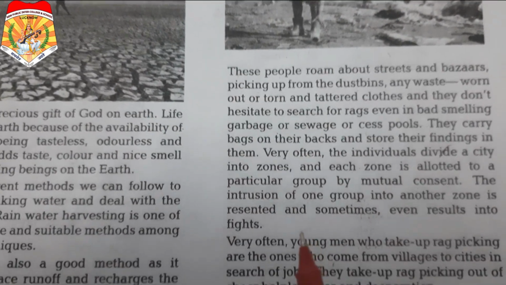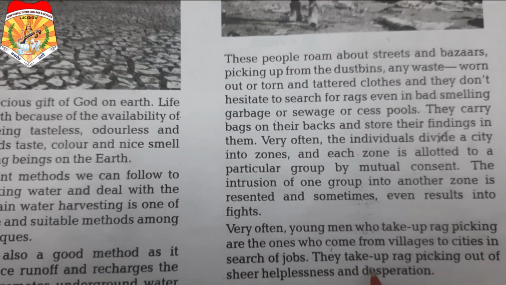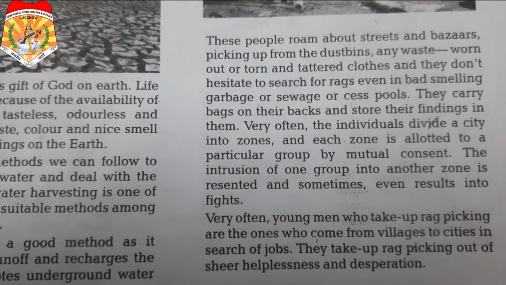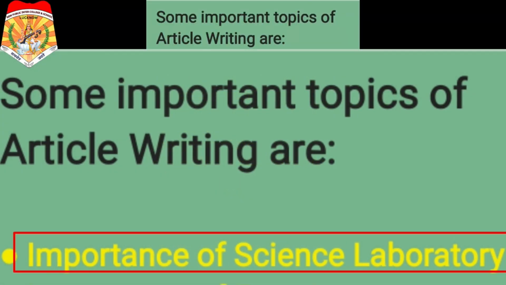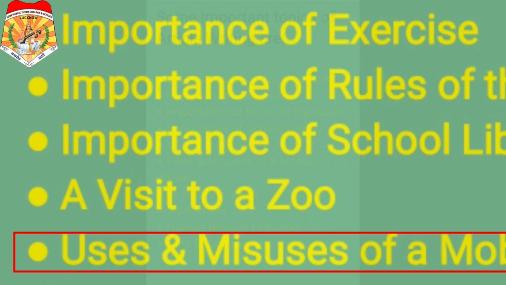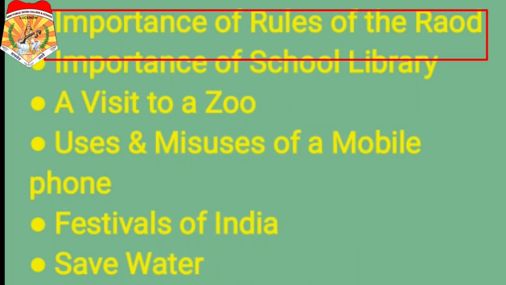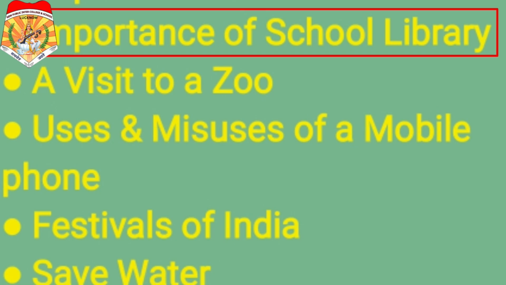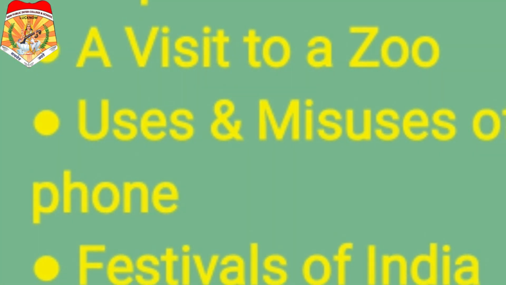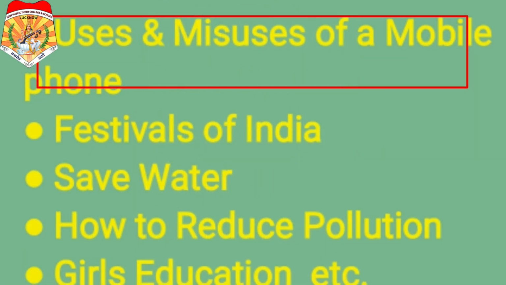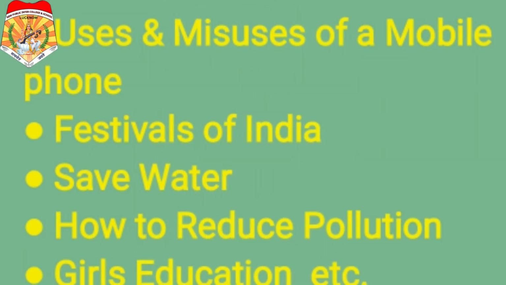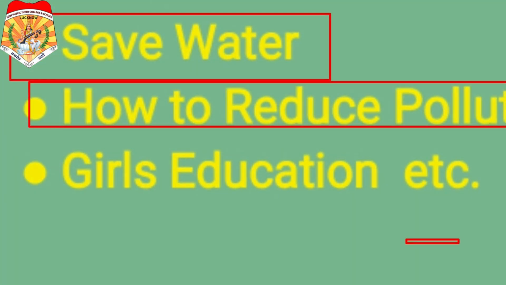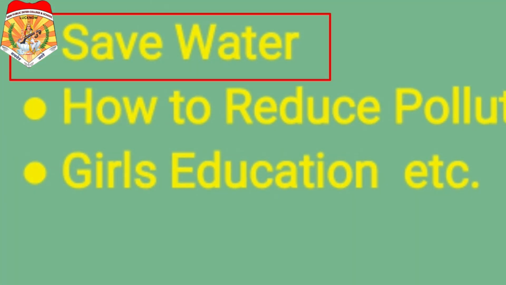This is the format of article writing. Some important topics of article writing are importance of science laboratory, importance of exercise, importance of following the rules of road, importance of school library, a visit to a zoo, uses and misuses of a mobile phone, festivals of India, save water, how to reduce pollution, girls' education, etc.